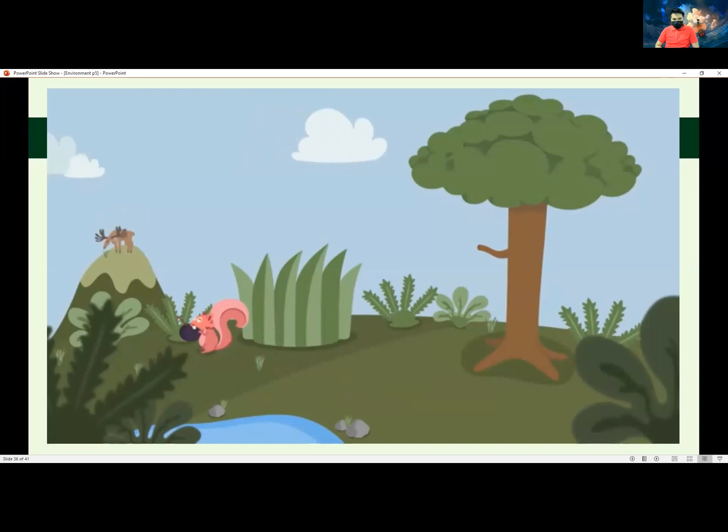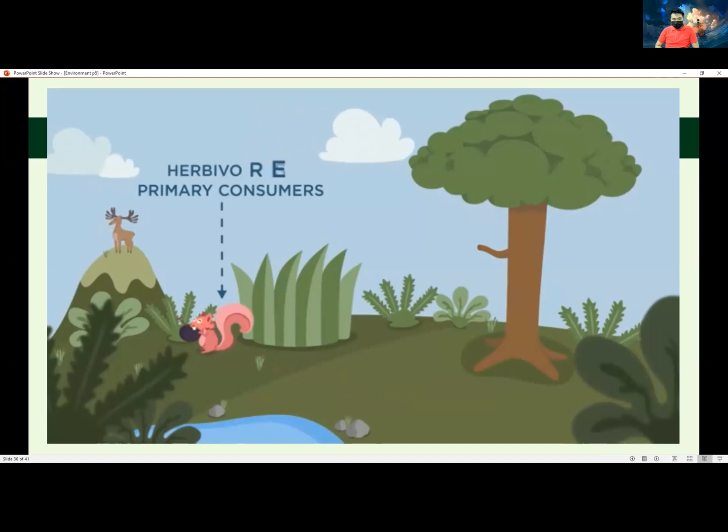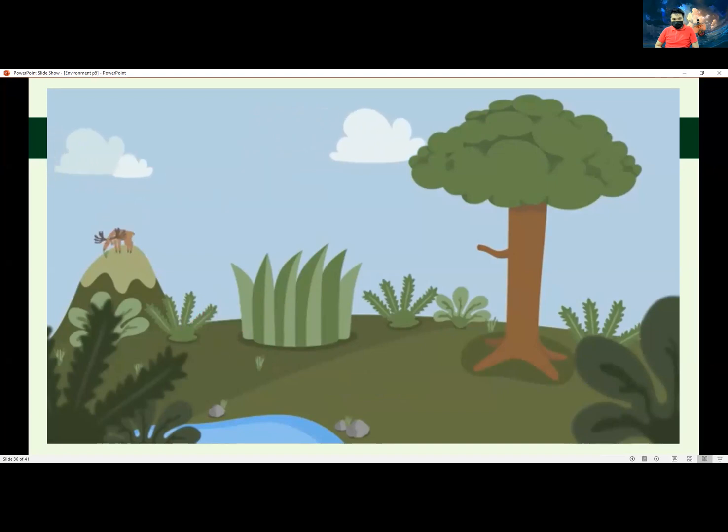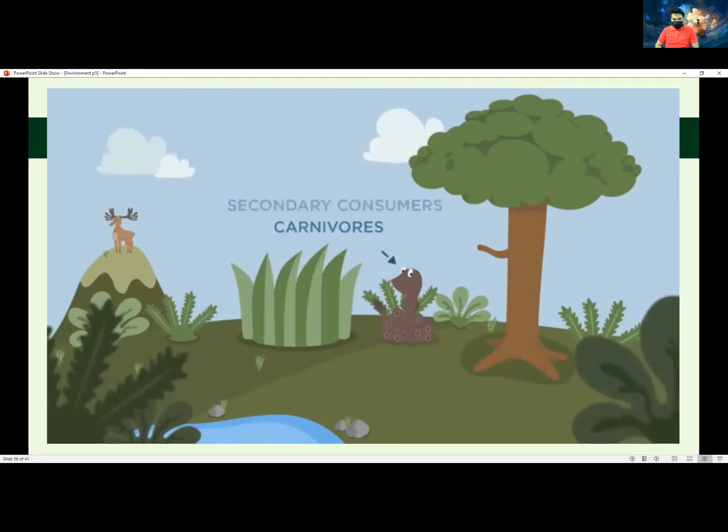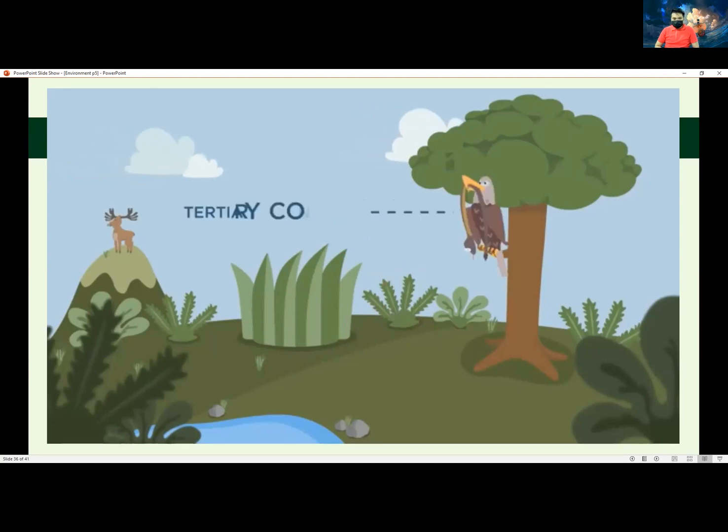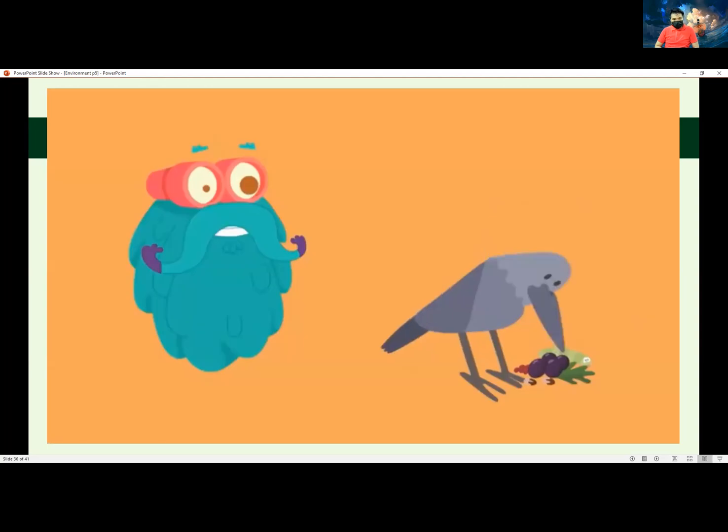Animals that eat plants are called primary consumers or herbivores. Animals that eat other animals are called secondary consumers or carnivores. If a carnivore eats another carnivore, it is called a tertiary consumer. Some animals play both roles, eating both plants and animals. They are called omnivores.